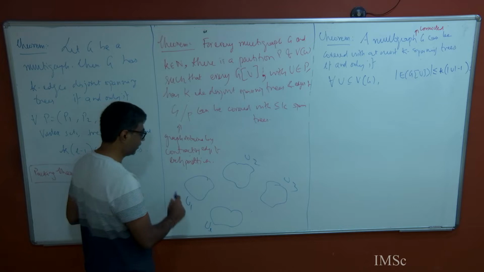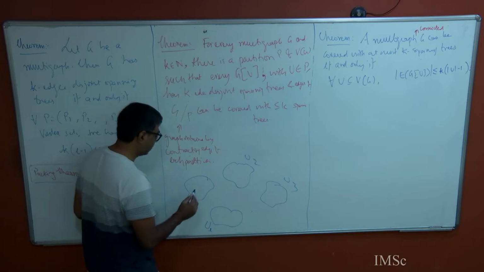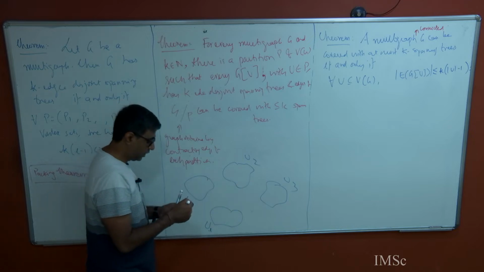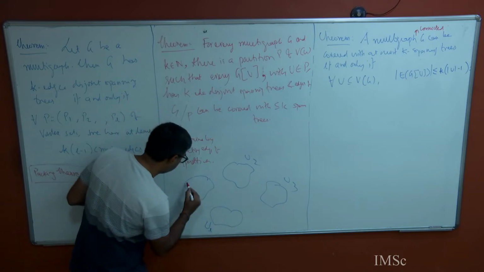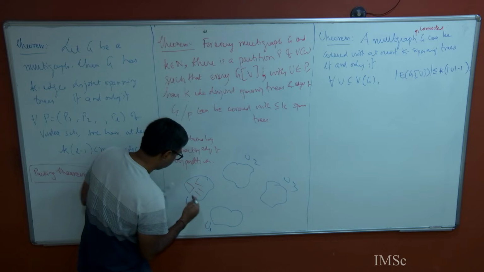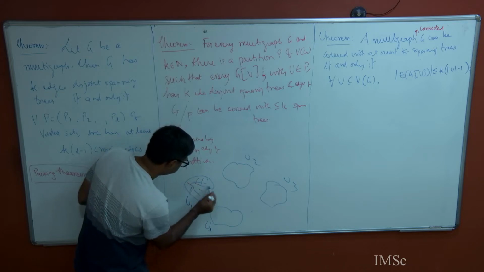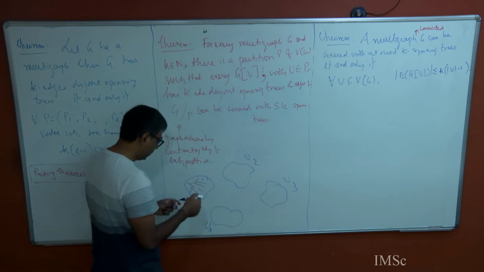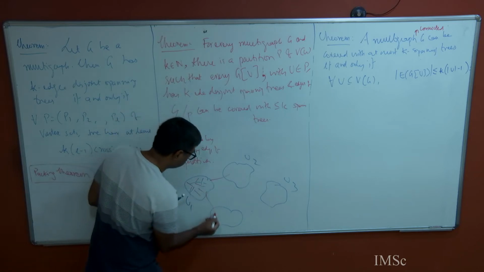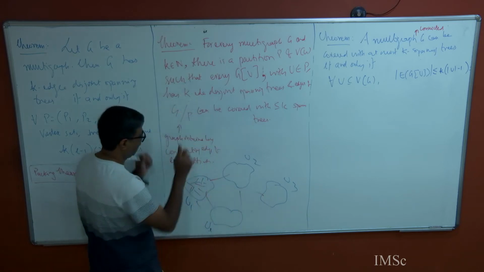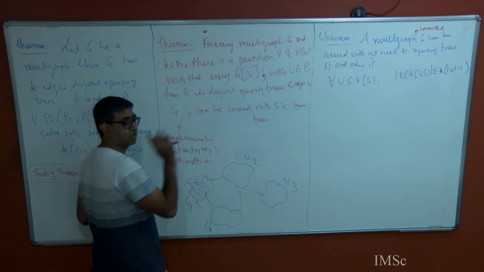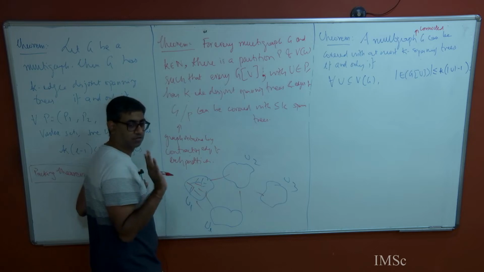So these are my partition of my vertexes, and if you look at the graph induced on each of these guys, what is the property of this graph? That you can cover them, there are some k edge disjoint spanning trees in each of them. And if you look at the crossing edges, I can cover all the crossing edges by at most k spanning trees. That's all that it says.